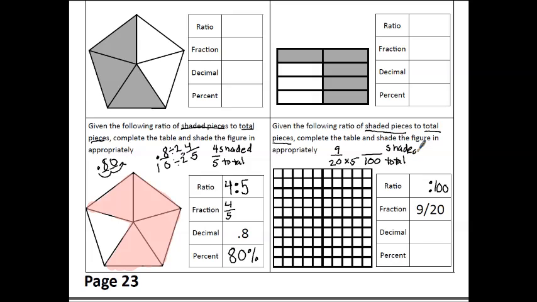I need to figure out how many are shaded because I'm comparing shaded to total. So I multiply the top by 5 as well to get 45. And I see that I'm going to have 45 shaded. So I'm going to color in 40 of these, 4 columns of 10, and then I'm going to shade in 5 more. Now I have 45 shaded to 100 total, and that's the same ratio as 9/20.